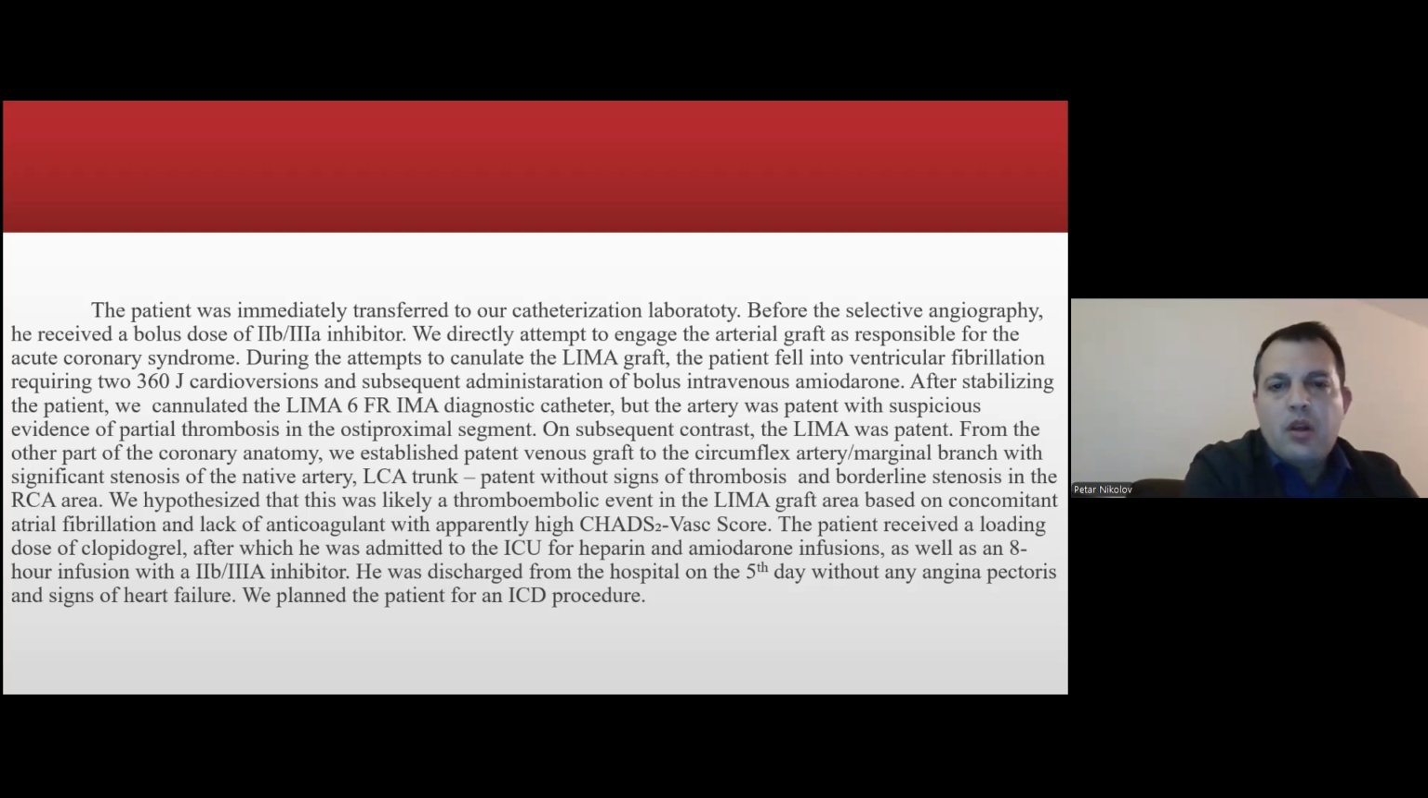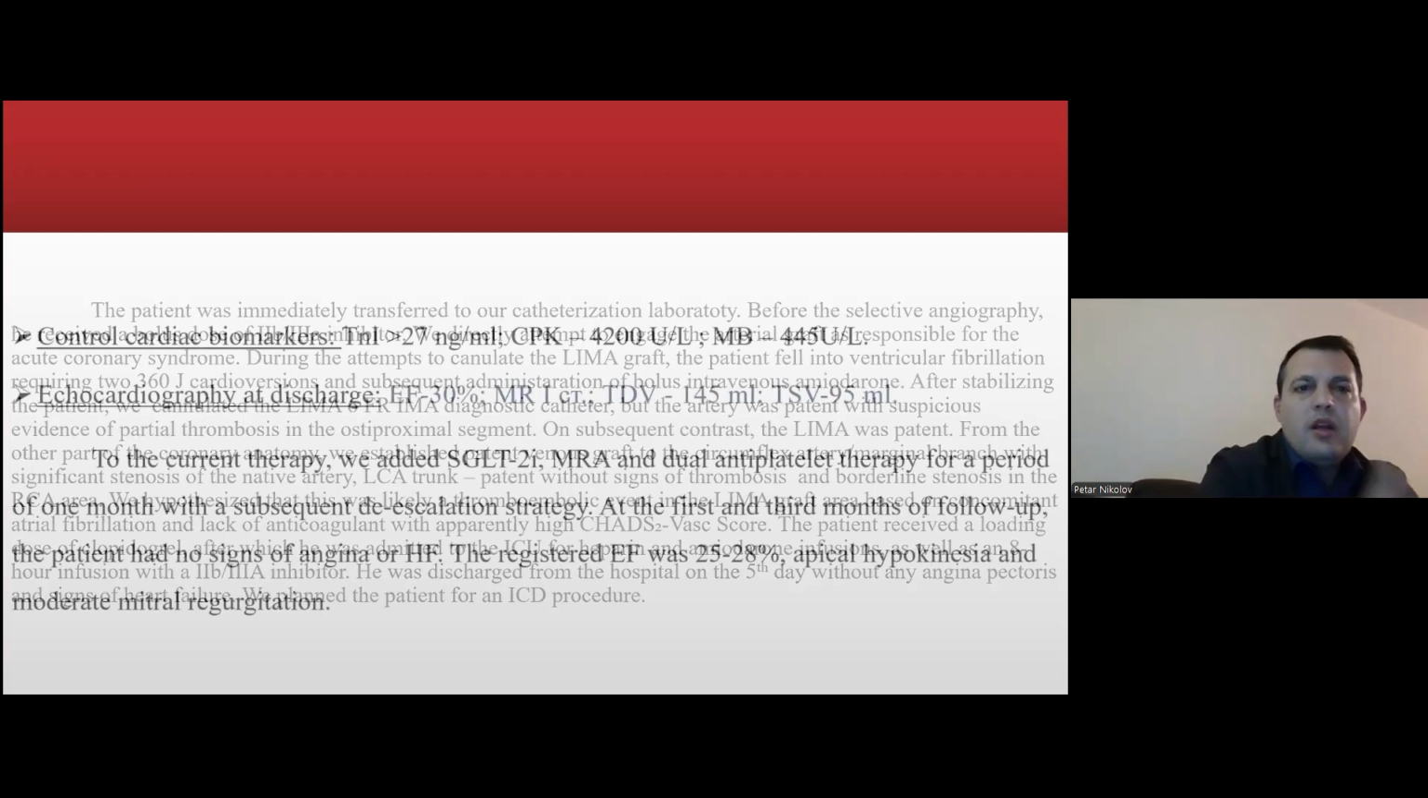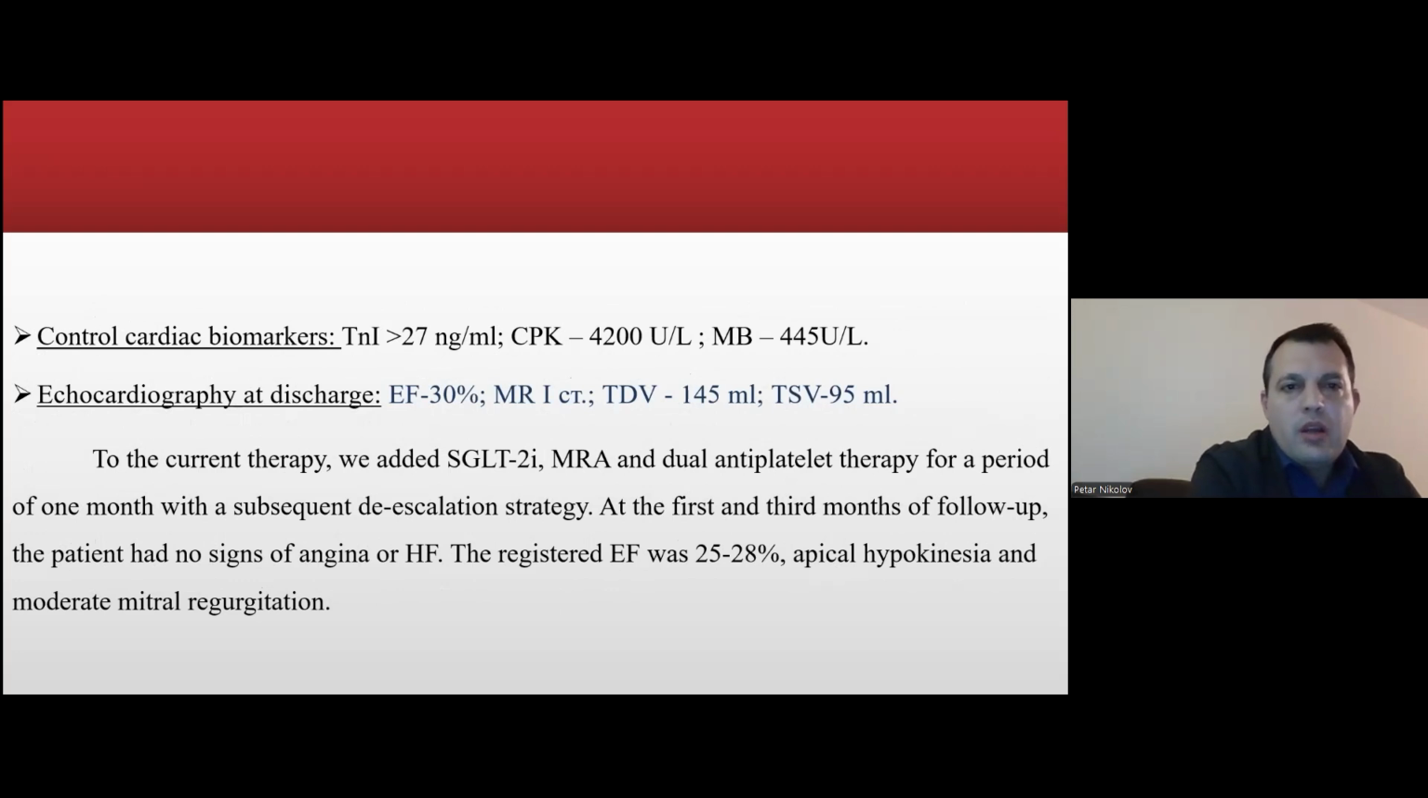He was discharged from the hospital 5 days after the procedure without any signs of angina pectoris and signs of heart failure. Of course, we wanted to check again the LIMA, but he refused. We planned a PCI procedure. Also, we planned him for ICD procedure, but again, he refused it.